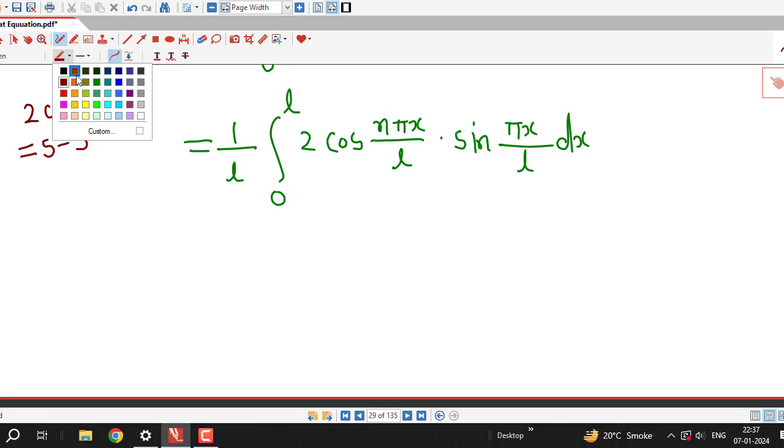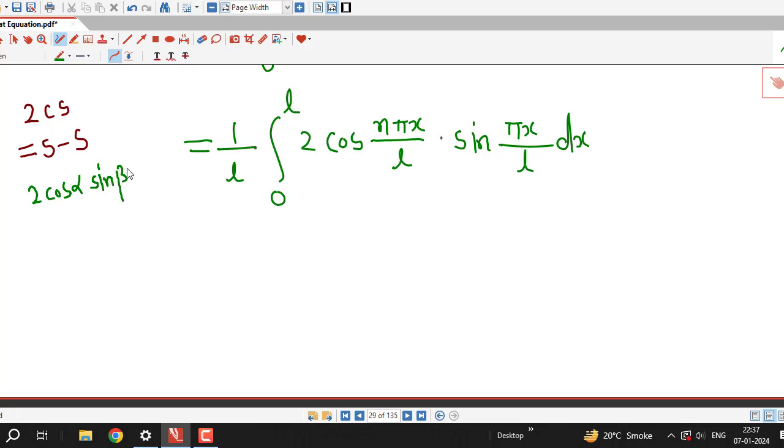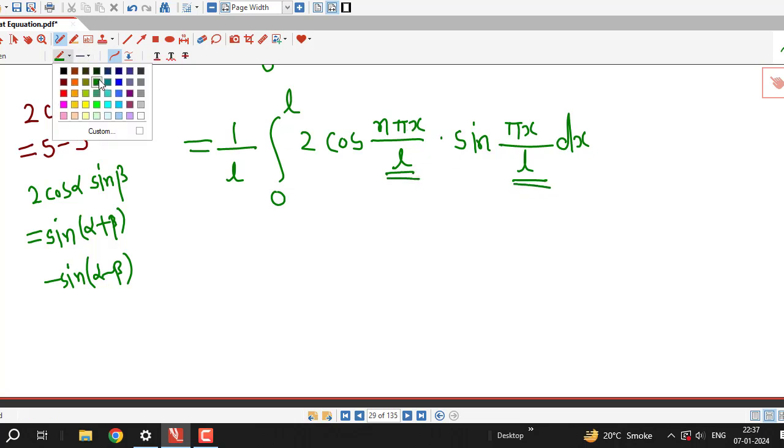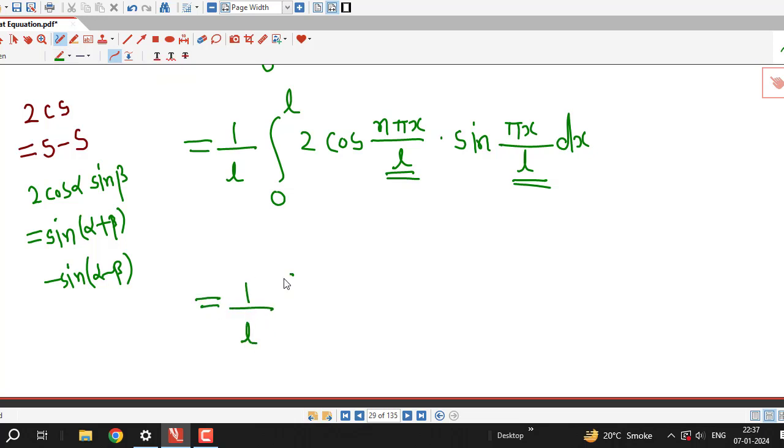So using this formula, 2 cos alpha into sine beta equals sine of alpha plus beta minus sine of alpha minus beta. Here we can consider alpha equal to n pi x over L and beta equal to pi x over L. So first we use this formula and we rewrite in this form.